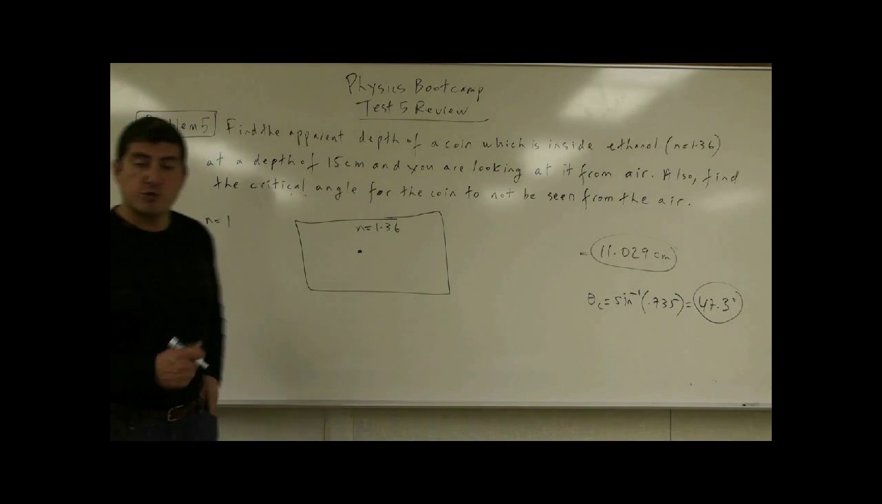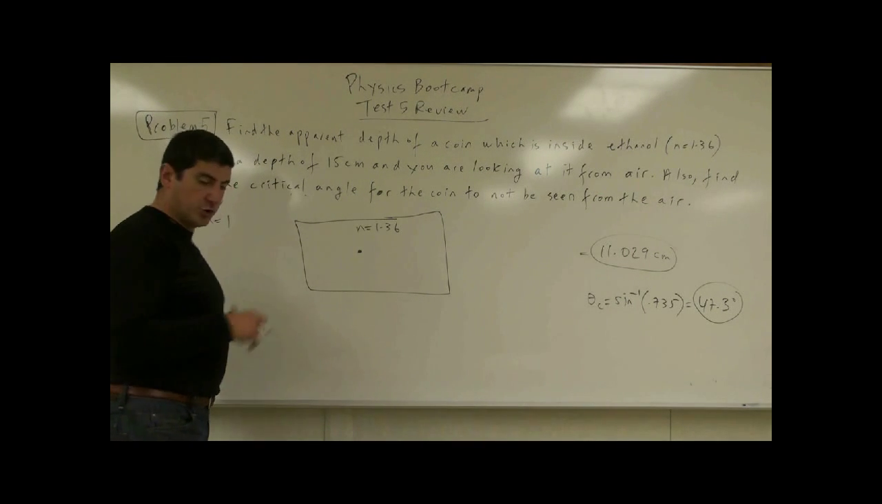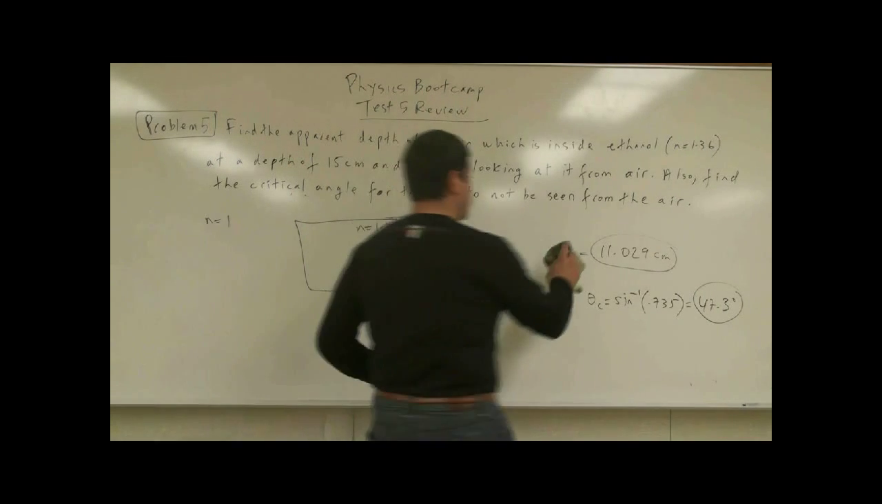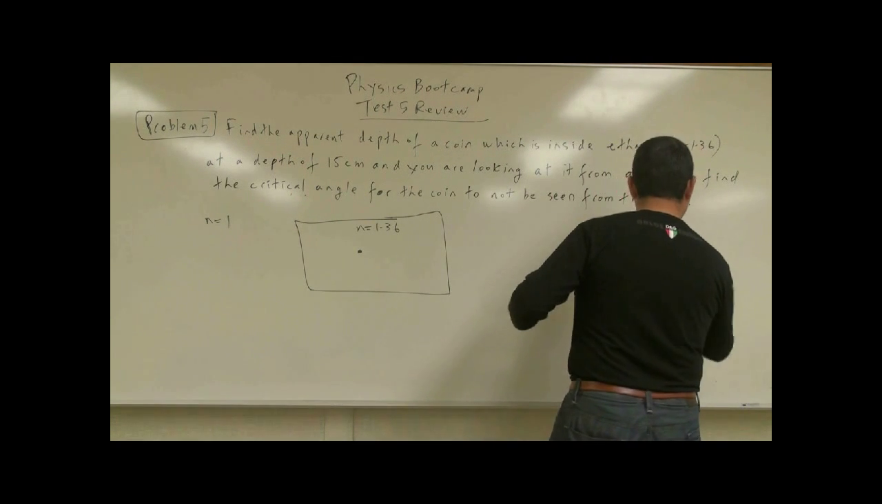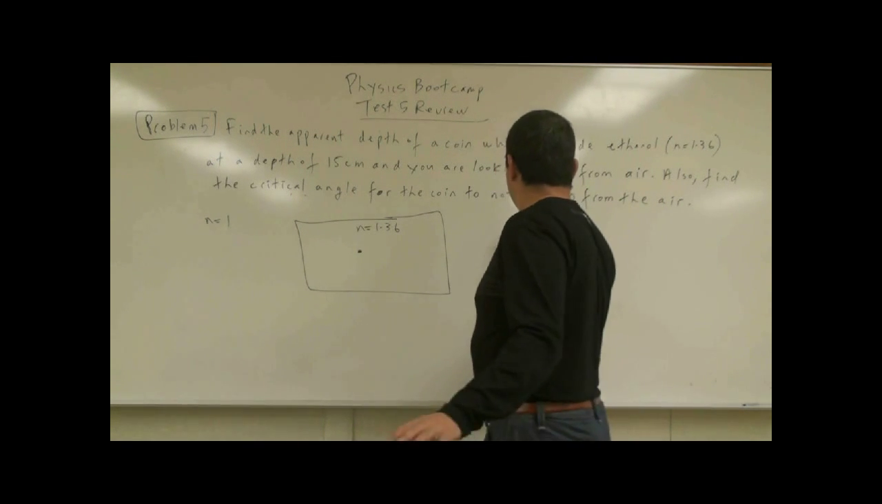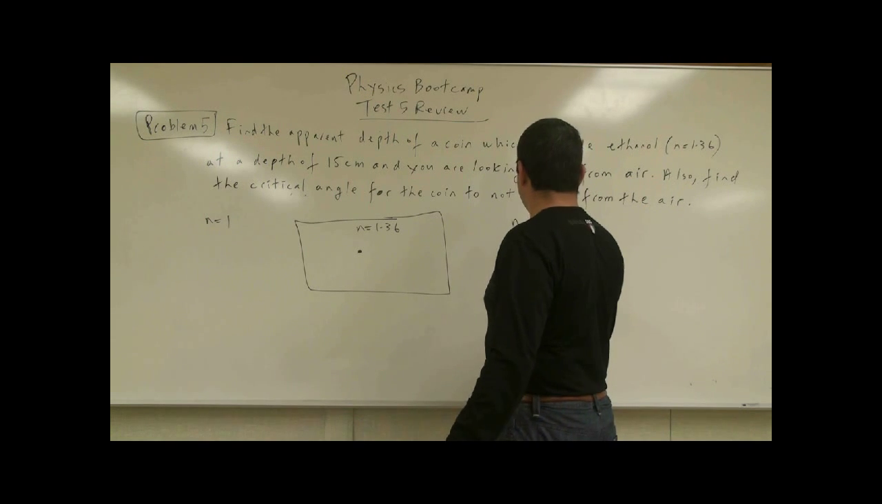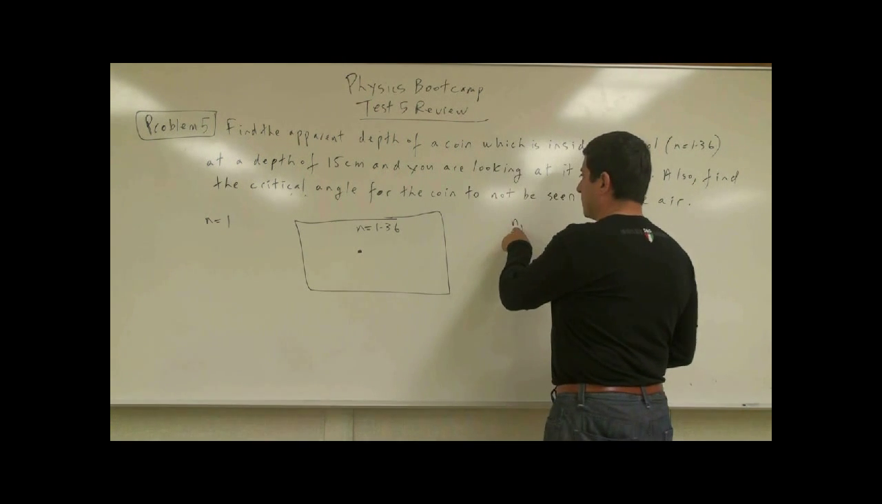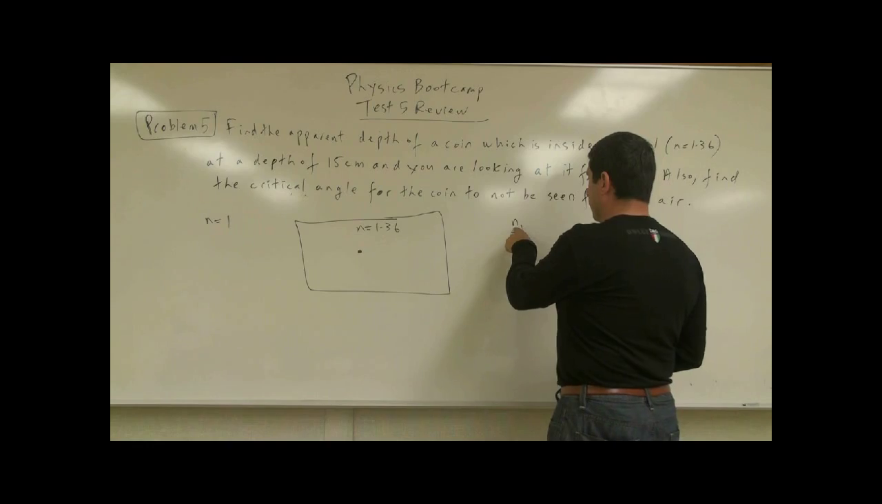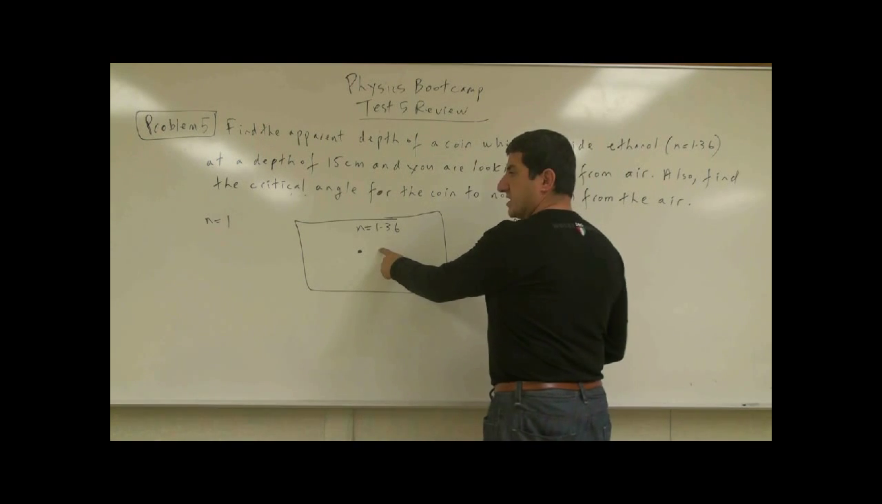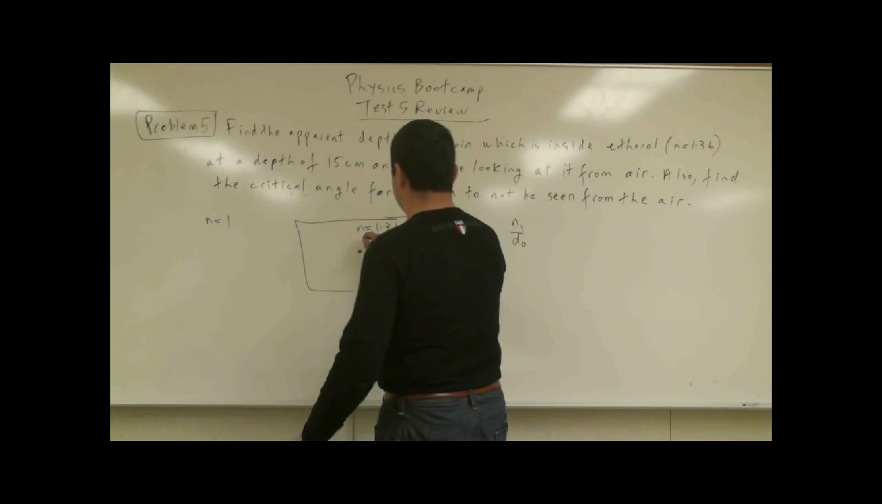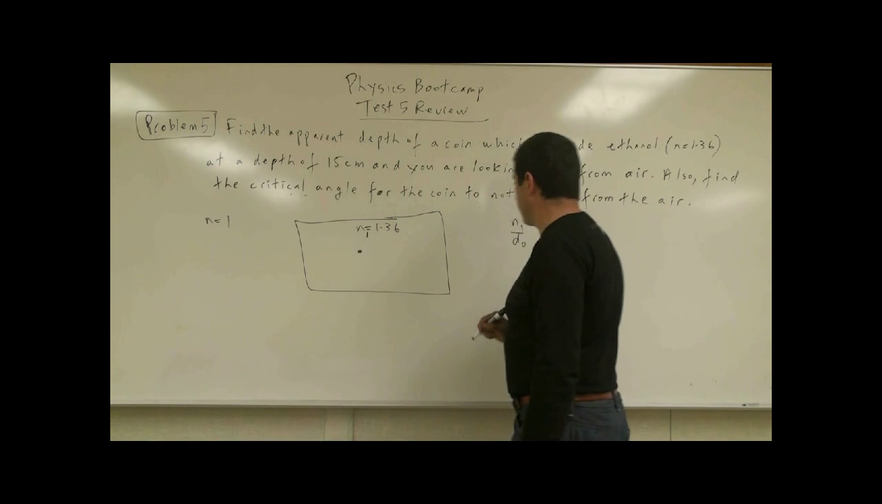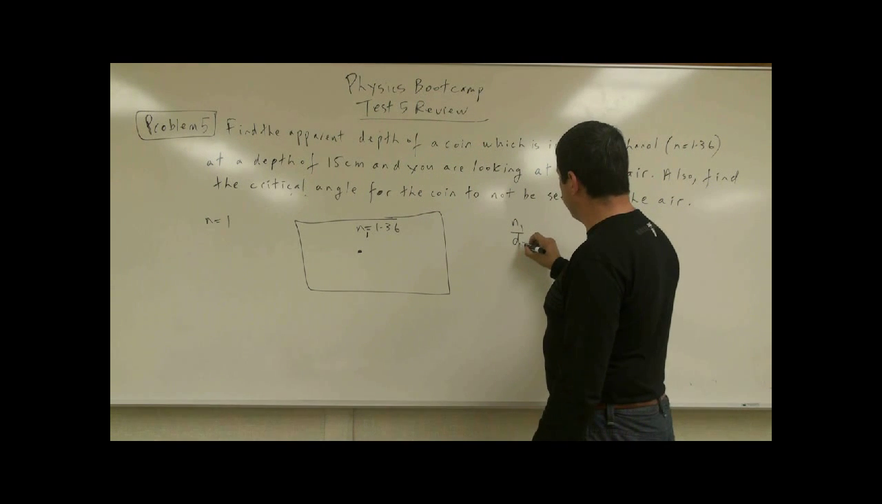So what are the equations of that? Well, the equation that we're going to use is n1 over d_o. n1 is the index of refraction of the medium in which the object resides, so we're going to call this n1. The coin is the object, right? The n1 coincides with where the object is.